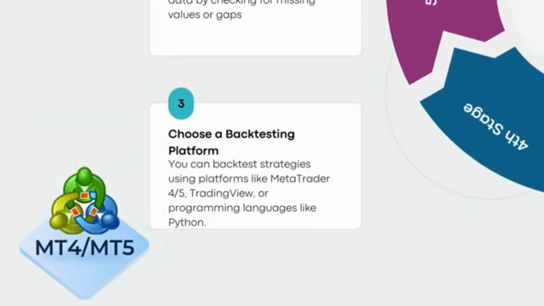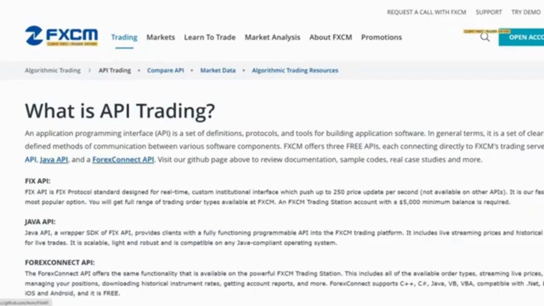Step 3. Choose a backtesting platform. You can backtest strategies using platforms like MetaTrader 4/5, TradingView, or programming languages like Python. If you're coding, FXCM's API integrates well with Python's backtesting libraries such as Backtrader or Zipline.